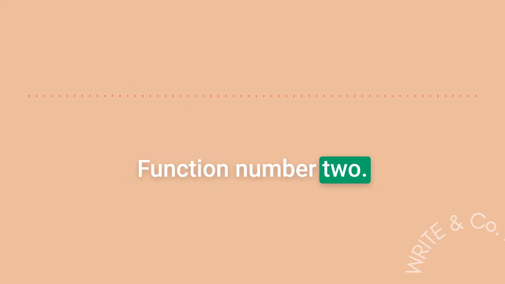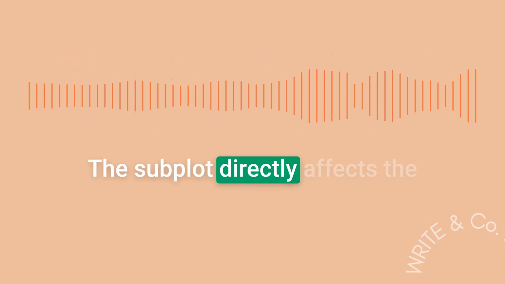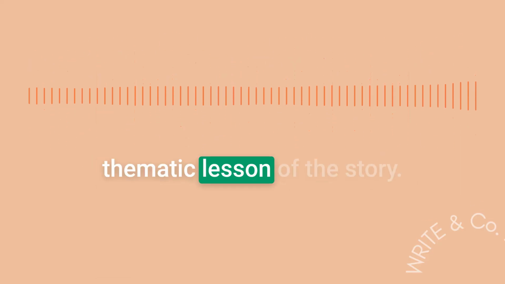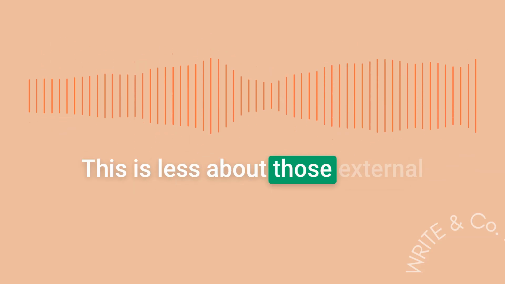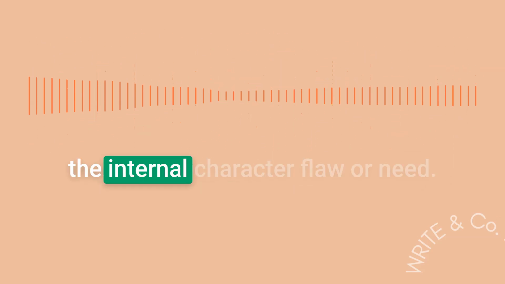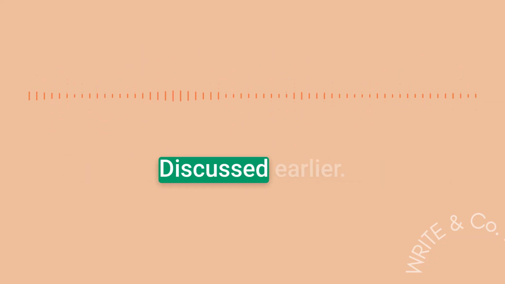Function number 2. The subplot directly affects the protagonist's transformation. It helps them learn the thematic lesson of the story. This is less about those external plot mechanics we just talked about, and much more about resolving the internal character flaw or need. This feels like the core of what we discussed earlier.